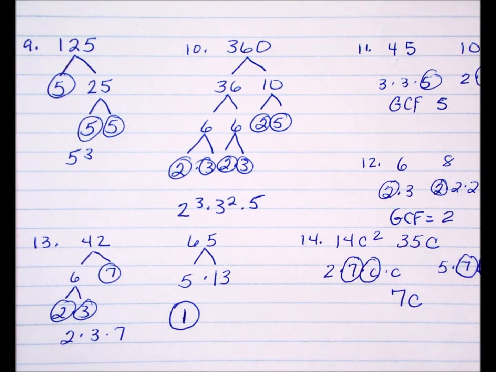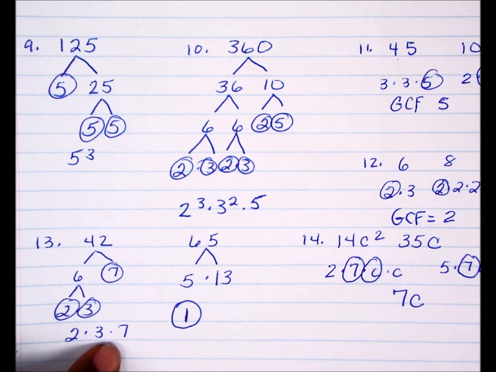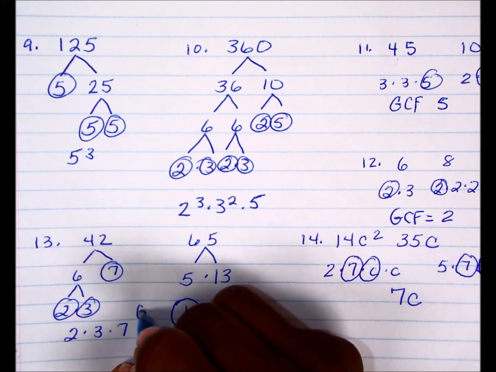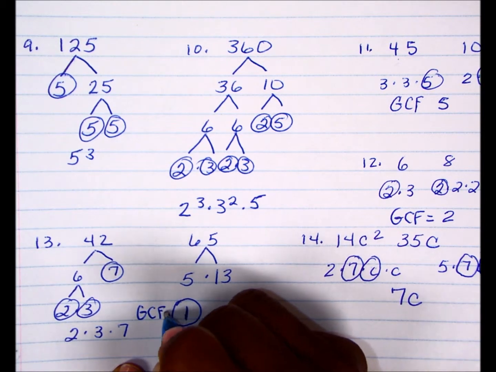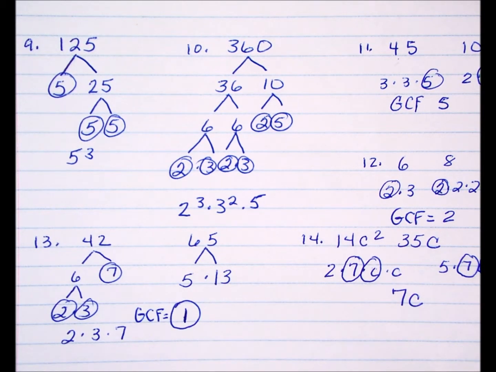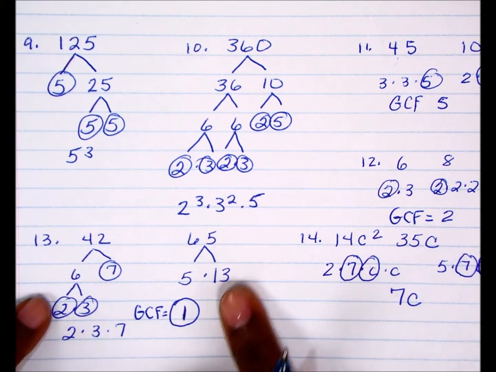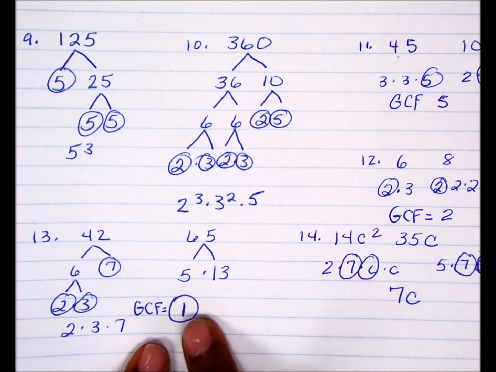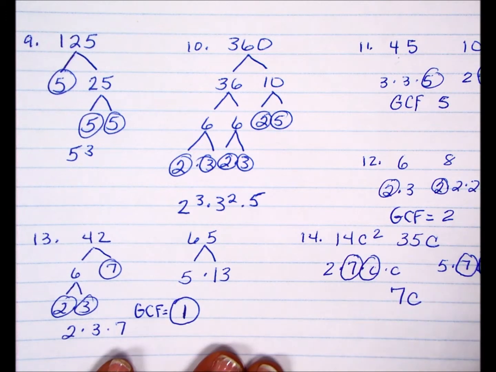In 13, we looked at 42 and 65. And if you notice, by the time we factored down, we got 2 times 3 times 7 and 5 times 13. So its greatest common factor is actually 1. Neither one of those numbers is prime, but they don't have anything in common. So 1 would be the only thing they had in common.